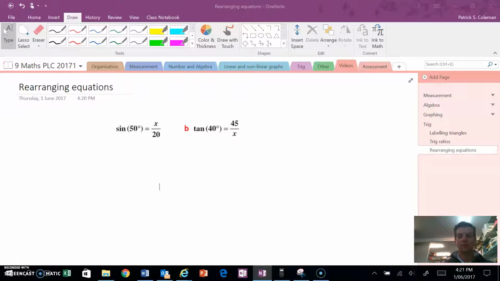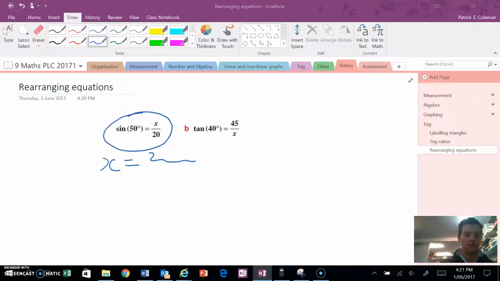When working with our trig problems, one of the things we're going to need to be able to do is get x by itself, make x the subject of an equation. So we've just got two examples here we're going to work through. First of all, we've got the example sine 50 equals x over 20. What we're trying to do is get x by itself, so x equal to something, okay?